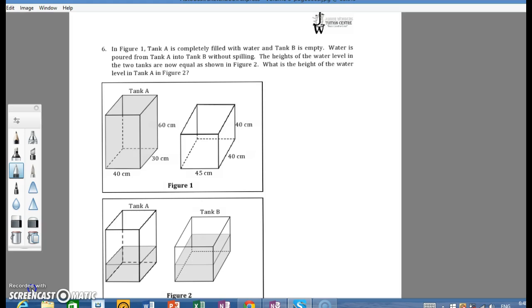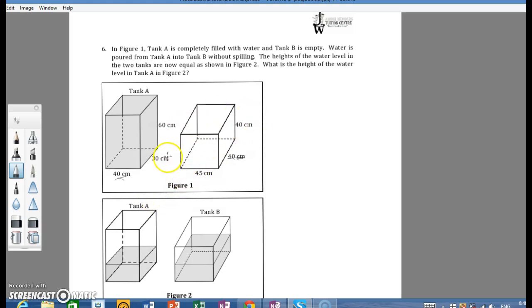The whole idea of this question is that the water from here, from tank A, is being poured. Sorry, tank A is currently full of water, and the water from tank A is being poured into tank B. So there will be a point in time whereby the height of the water is the same. However, the base area is different. We have 40 on one side, 30 here, 45 here, and 40 here. It is good to note that there's a 40 and a 40 here.